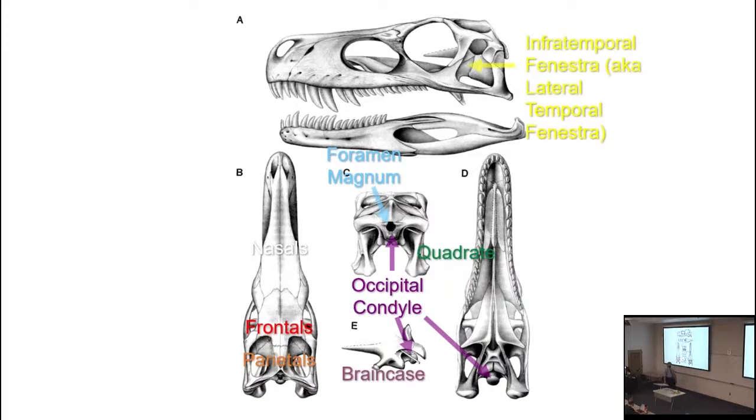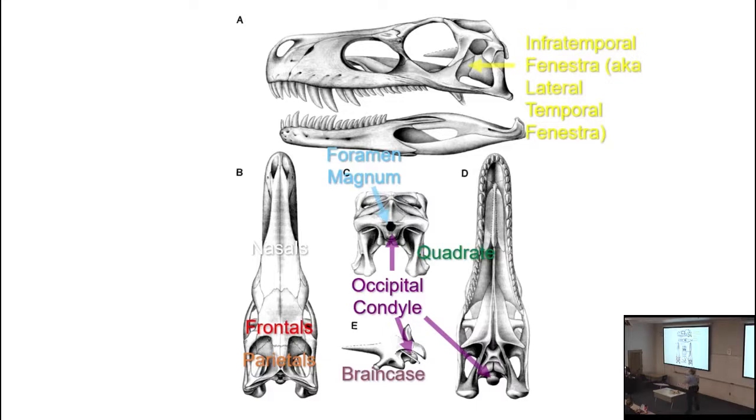Now, a couple other important fenestrae. There is what's called the infratemporal fenestra. Okay, one moment. What does the occipital condyle do? It's the rounded knob that the skull connects to the vertebrae. It allows the skull to pivot back and forth against the vertebrae.